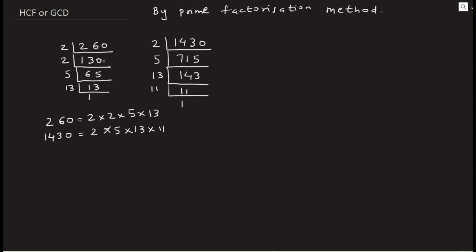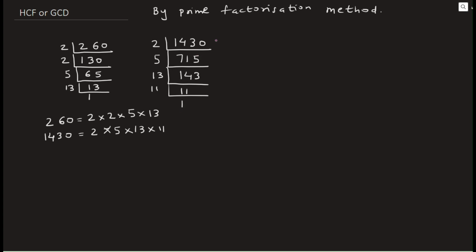Again 2 divides 130 and 2 times 65 equals 130. So I write 65 over here. And then 5 is the least prime number which divides 65 without a remainder, and 5 times 13 equals 65. So I write 13 over here, and then 13 times 1 equals 13. So 260 equals 2 times 2, like 4, factors are there, 2, 2, 5 and 13.